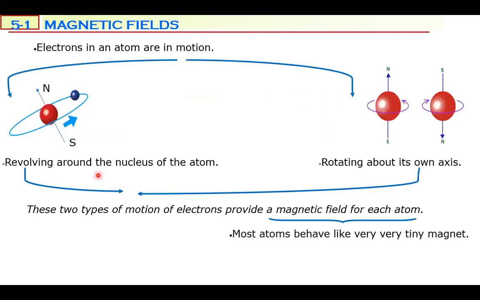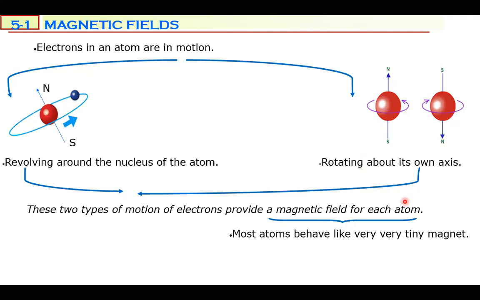One of them is electrons are revolving around the nucleus. Because of this revolution around the nucleus, this electron acts like a kind of very tiny magnet. Second motion is electrons are spinning about their own axis, so rotating about their own axis. These two types of motion of electrons provide a magnetic field for each atom.